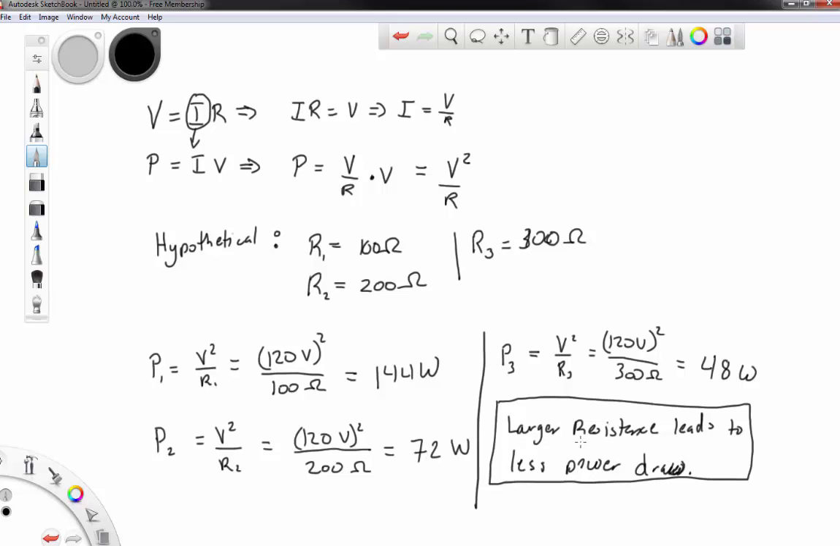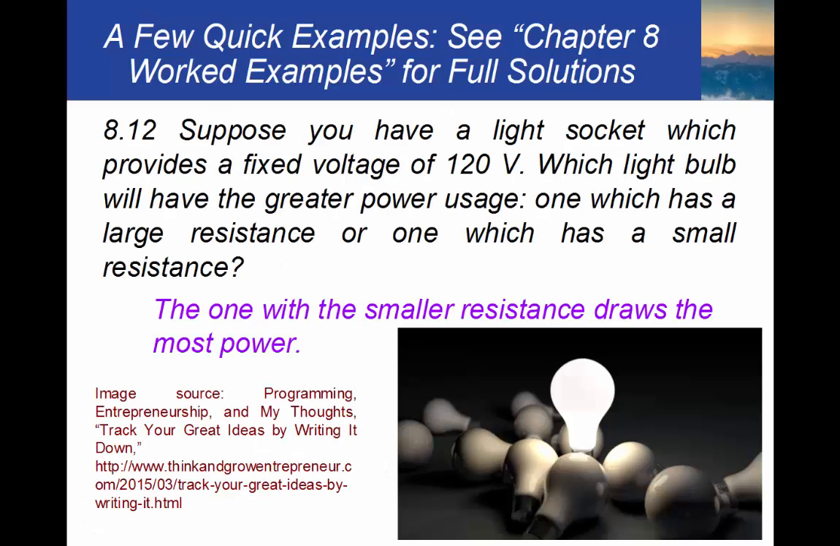That assumes, of course, that you have an ample power supply, that the battery is a high enough voltage to supply the current needs of your robot, even with a larger resistance added or with a smaller resistance added. In any case, it means that the one with the smaller resistance draws the most power and the one with the largest resistance draws the least power.